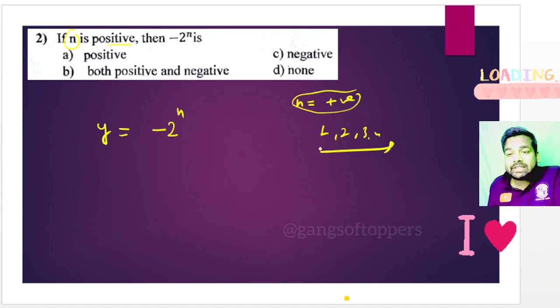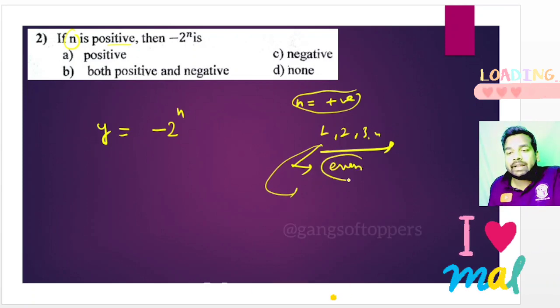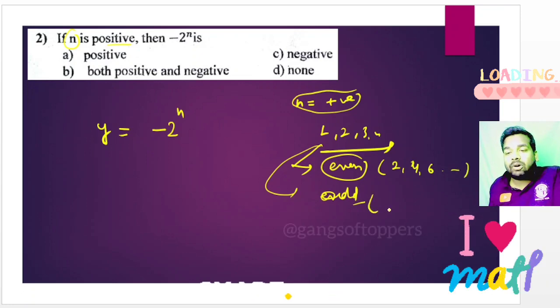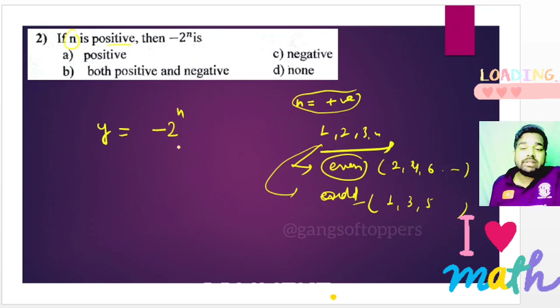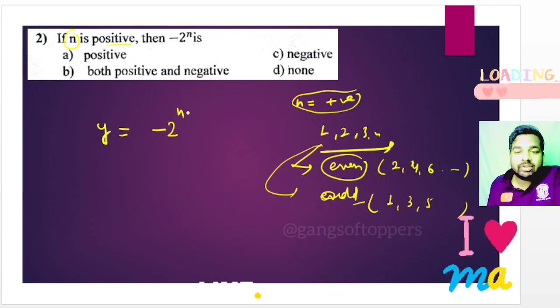Now from these natural numbers we can say that numbers are even and numbers are odd. So we get two criteria: even numbers are 2, 4, 6, 8 and so on, and odd numbers are 1, 3, 5 and so on. Suppose you put the value of n as an even number, it means that the value of y becomes positive.